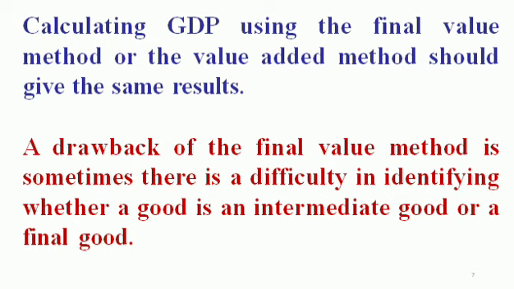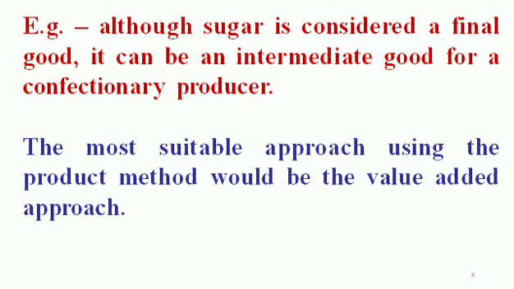However, a drawback of the final value method is there is sometimes a difficulty in identifying whether the good is an intermediate good or a final good. For example, sugar can be used as a final good or an intermediate good for a confectionery producer. Final good means the good is used for final consumption. Therefore, the most suitable method used to measure GDP according to the product approach would be the value added method.